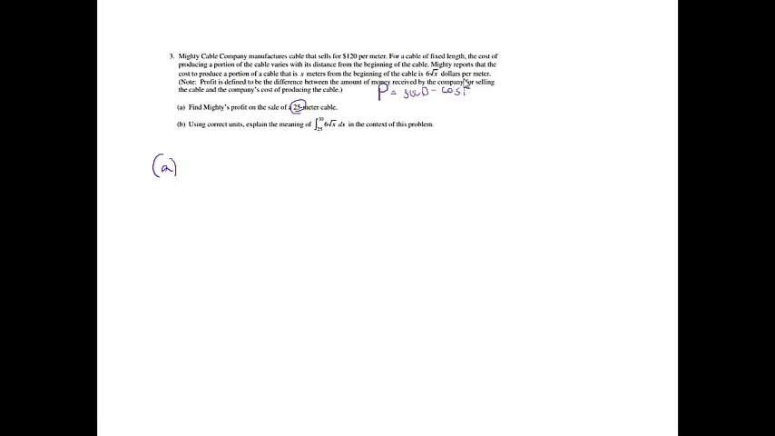I do know that this is in dollars per meter, and this is in dollars per meter, and I know profit is going to be in dollars, so I'm going to be taking the integral of this. The way that I'm going to set this one up is I'm going to go from 0 to 25, and to get profit, it's going to be how much it was sold, $120 per meter, minus how much it cost, which was 6 square root of x, dx. And then from here, we get to use our calculator for this.